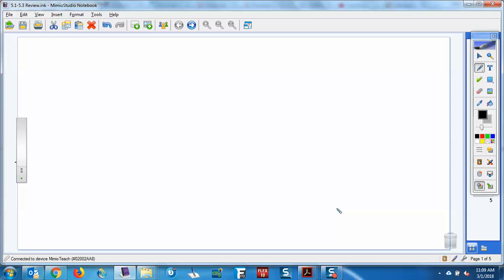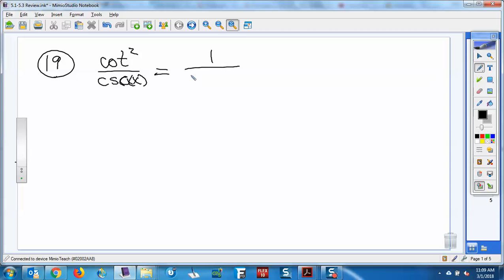Book one, do you want to see it all? 19. And help me out, what was 19? Equals 1 over, oh, I'm sorry, 1 minus sine squared over sine.